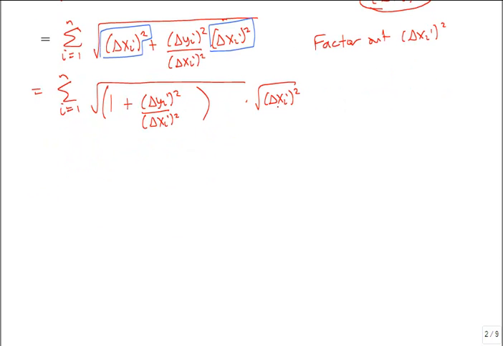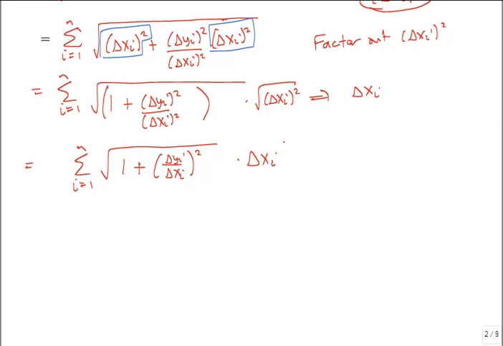Now what is the square root of delta x squared? Well, this just reduces to a delta x sub I. The square root and the square cancel each other out. So this is going to become the sum from 1 to n of the square root of 1 plus delta y sub I over delta x sub I quantity squared times a delta x sub I. So far, this sum that we just created is just an approximation to the arc length, by taking the small distance formula lengths for each of my subintervals and adding them all up.